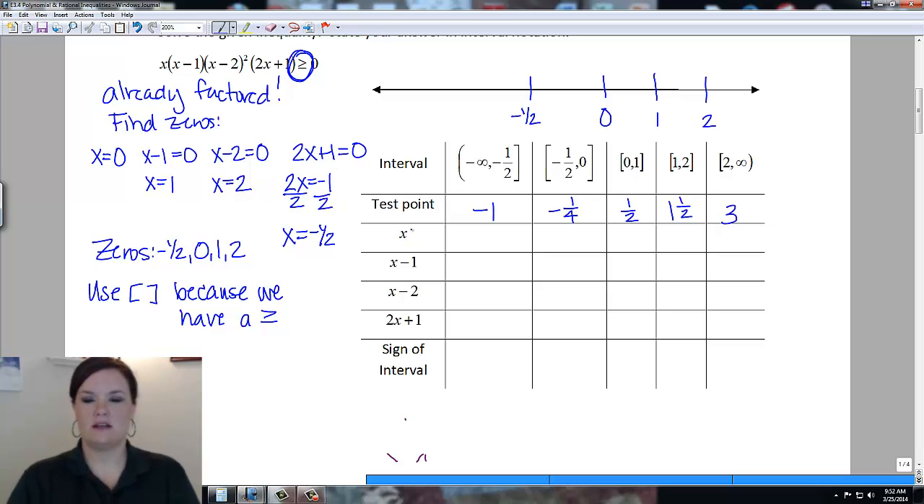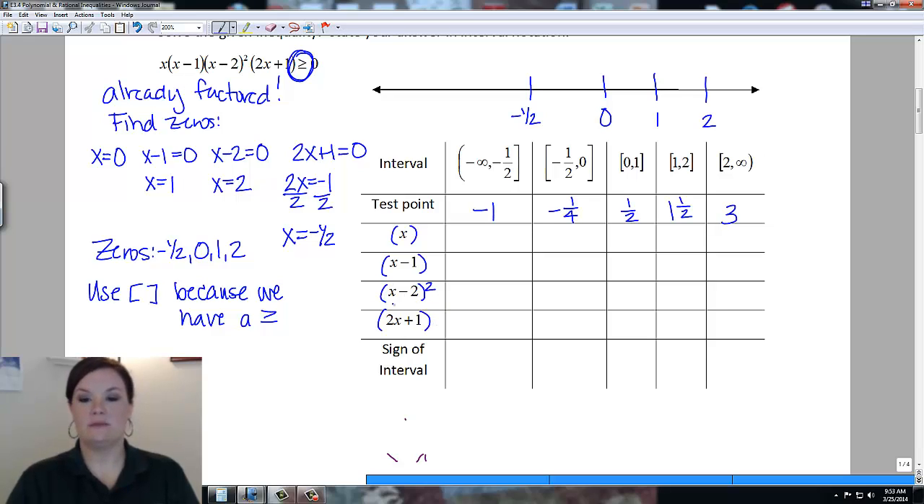Notice these numbers over here, x minus 1, x minus 2, 2x plus 1, those represent my factors. Okay, I had a factor of x, I had a factor of x minus 1, and then I had a factor of x minus 2, but that factor was actually squared. So I'm going to go ahead and put the squared on there. I forgot to type it in. And then my last factor was 2x plus 1.